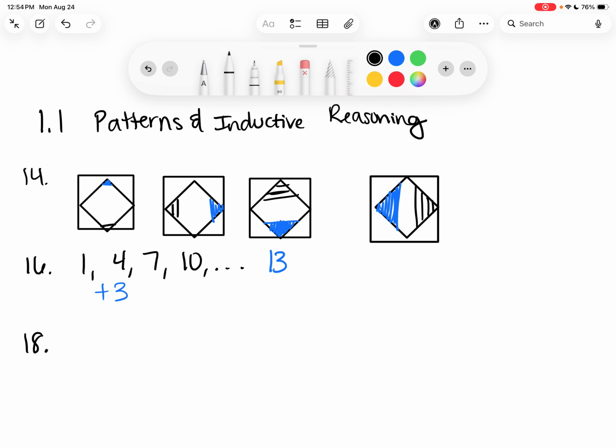18. We've got 1, 11, 121, 1,331. How am I getting from one to the next? 11. Yep, multiply by 11. And the next number, I'll just tell you, 14,641. Now, I don't love you using your calculator, but something like this, you can just multiply it out on a piece of paper. But I don't mind you grabbing your calculator to multiply 1,331 by 11, because that's really big, and I don't want you to waste time on something like that.